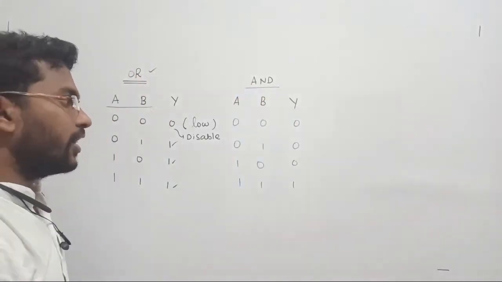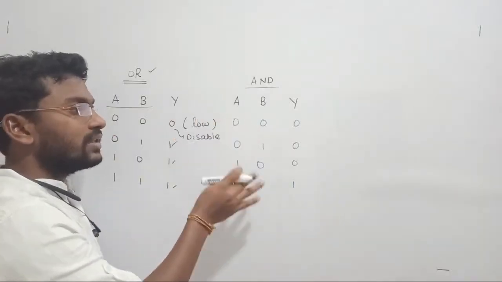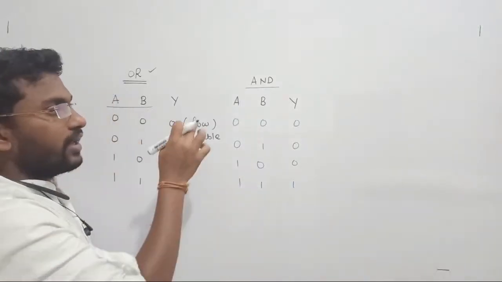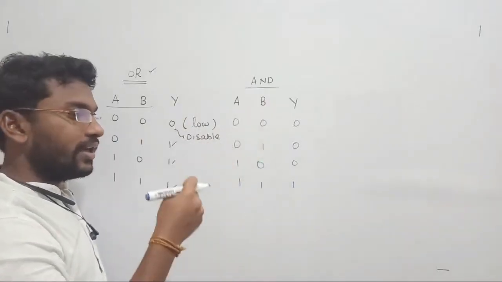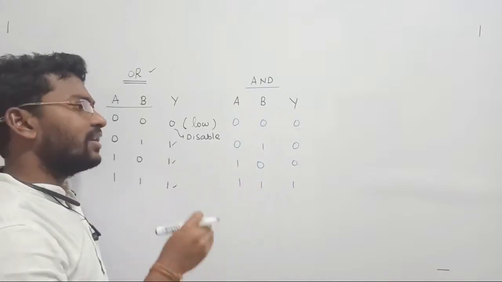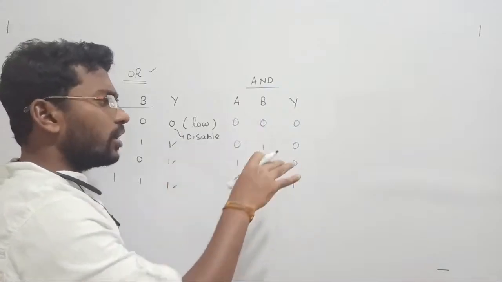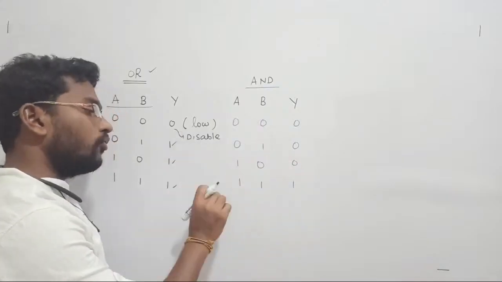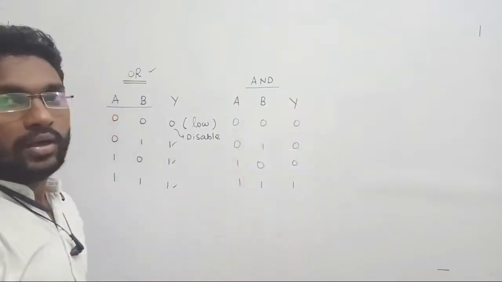In case of the AND gate, if at least one input is disabled, the output is disabled. You can consider thousands and thousands of inputs here. For our example, we are taking only two. You can consider A, B, C, you can consider A, B, C, D, you can consider A, B, C, D, E. Like that, you can consider any number of inputs. The conclusion is: in any combination, if all your inputs are enabled, then your output will be enabled. Otherwise, your output is going to be 0.